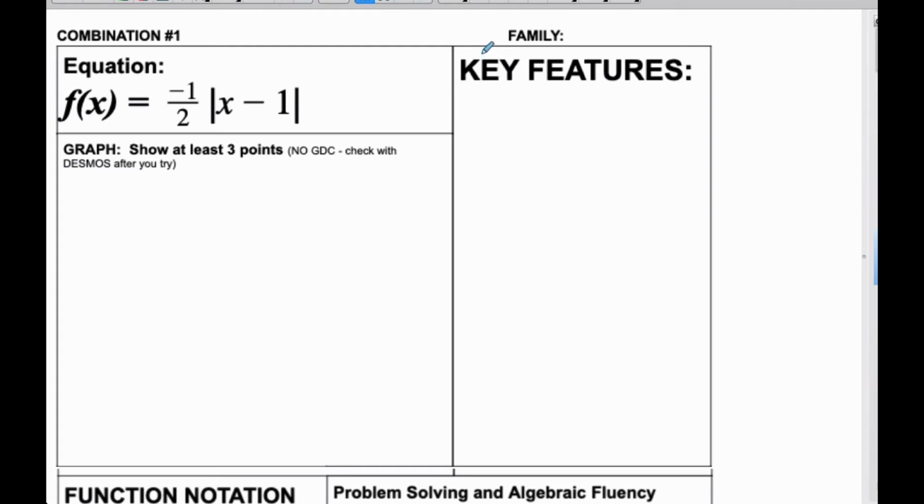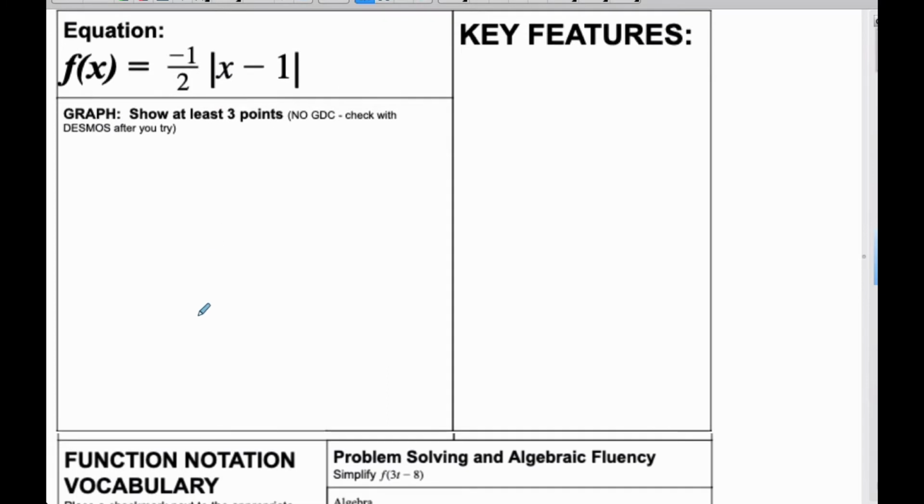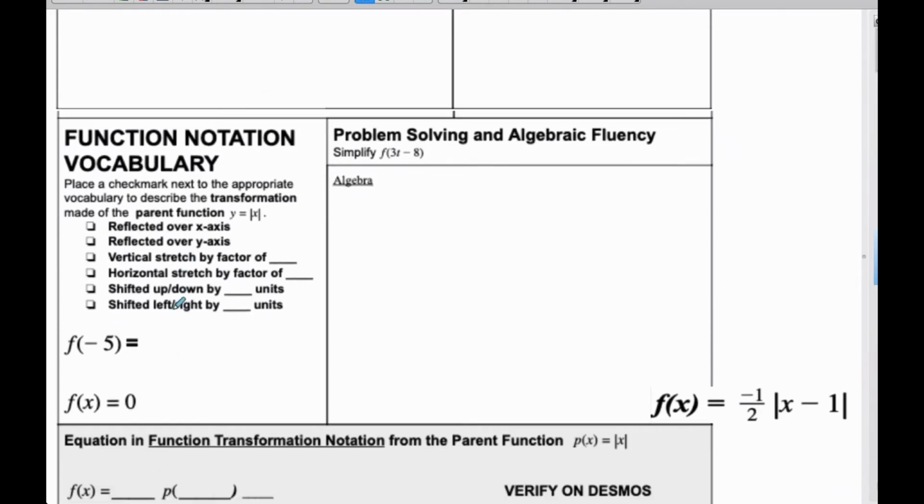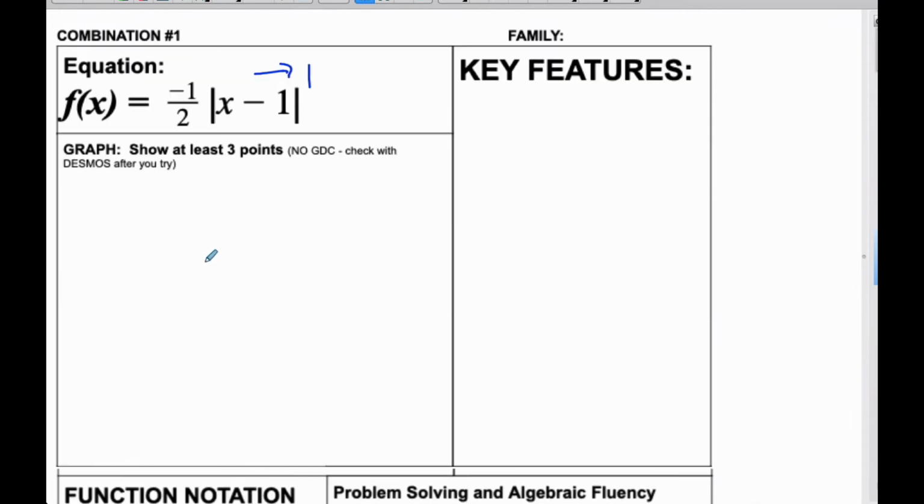Okay, so we're doing absolute value functions today, and we're going to do a combination puzzle, the first one. We're given the function negative 1/2 absolute value of x minus 1. When I see this situation, I think about my transformations. I know that when this minus 1 is on the x inside, it means it's going to shift to the right, not the left. It's going to go to the right by 1, so there's a shift to the right by 1 unit.